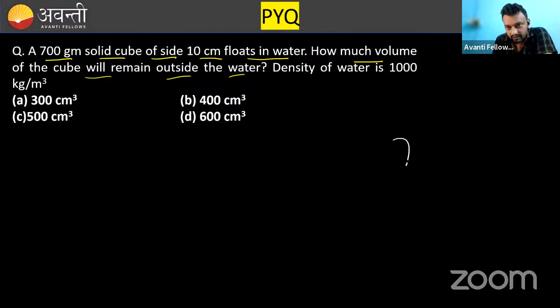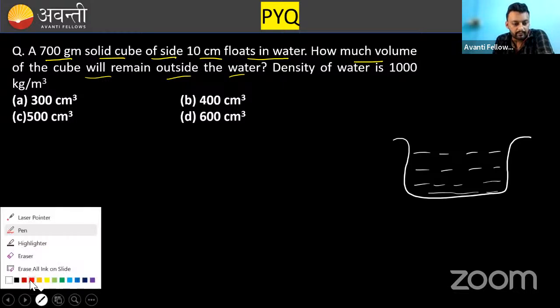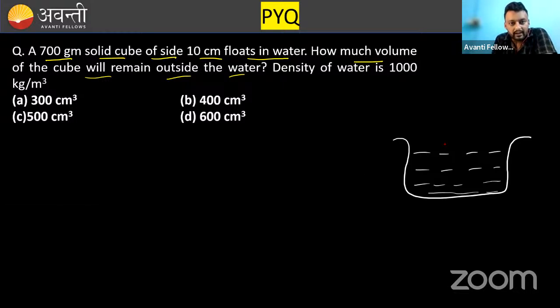Let's suppose, first of all, this is a container in which some liquid is filled. Now, in this liquid, a cube of side 10 centimeter, like something, this is a cube of side 10 centimeter. Okay. Density of water is given.